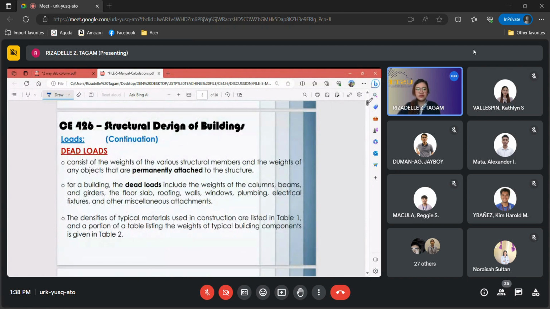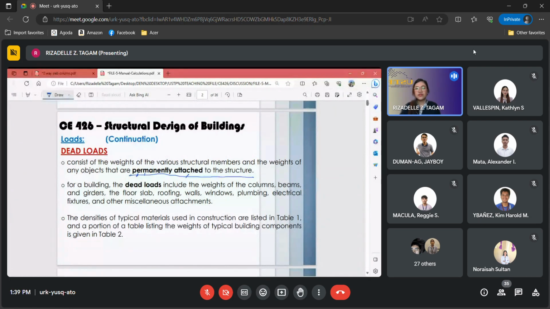So, dead load. Dead load consists of weights of various structural members and weights of any objects that are permanently attached to that structure. So, karon nga time, ma-memorize na ninyo ang definition sa dead load. Kaya every time mo-discuss tayo og loadings, ginabalik-balik nato ang definition. Dead load, live load. So, these dead loads are the permanently attached. Naa na sa structure permi.